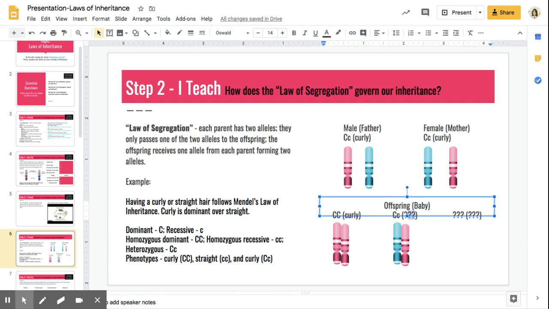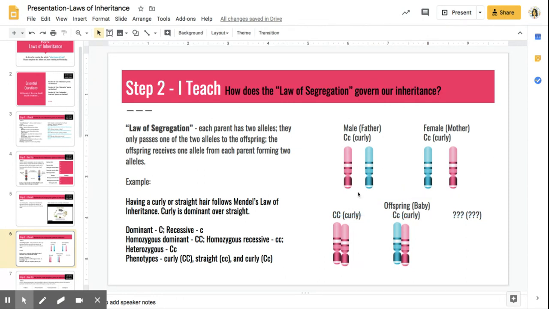So this genotype dictates curly phenotype. Just like the phenotype of the first one, the father is curly, the mother is curly, then the baby will have curly hair. But this has a similar genotype to the father and the mother. They both have heterozygous genotype.